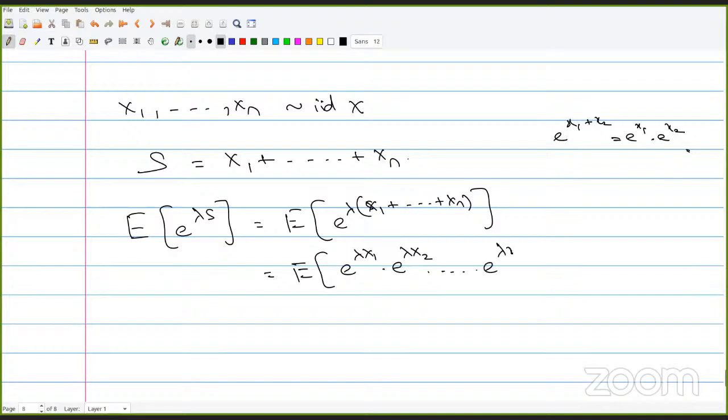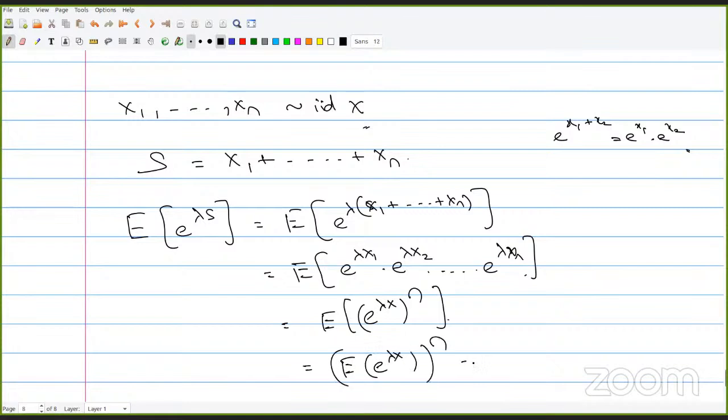So this will be like lambda xn. If you simplify this, I said IID x. So this is like e to the power lambda x whole to the power n. So what we got is, if we are looking at the sum of independent random variables, our moment generating function is actually the product of the individuals, right?